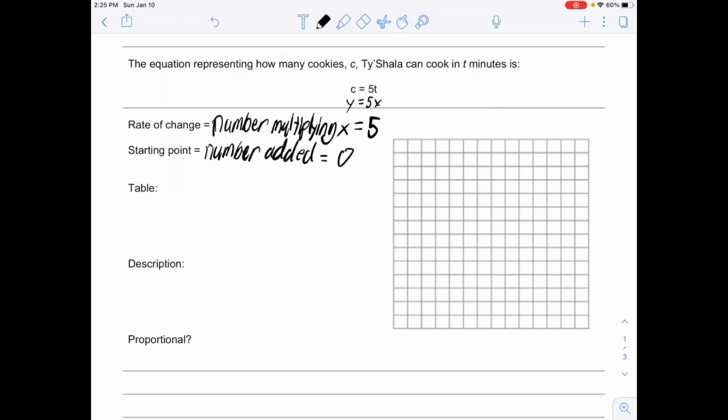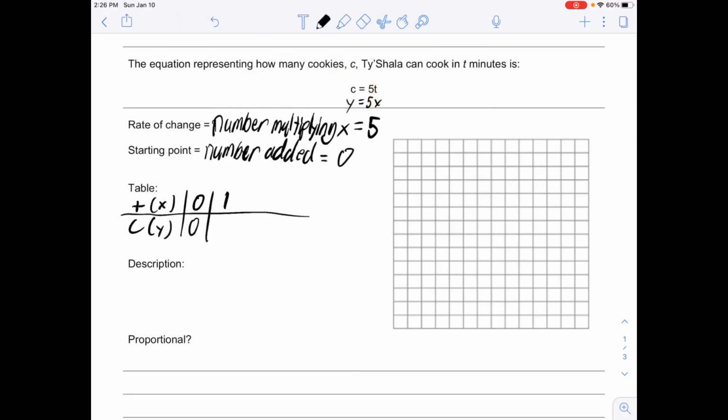Now we can draw a table. We can use T and C, or we can use X and Y. And our table is going to help us figure out what points we can plot. So if Tashayla has been cooking for 0 minutes, then she will have cooked 0 cookies, because 5 times 0 is 0. At 1 minute, well, 5 times 1, remember we can just put these things in for the X or the T in my equation.